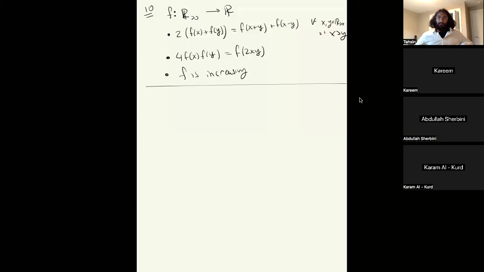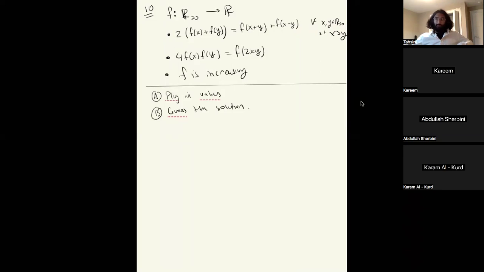So where do we begin? Usually the two things you're doing when you begin are: A, plug in values, and B, guess the solution. So any ideas how to begin?